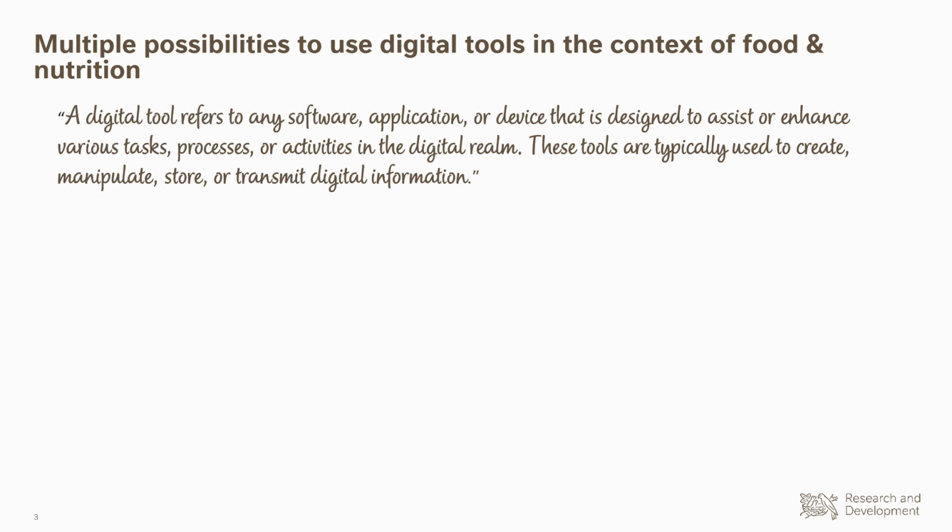So before digging into that, I just would like to put the definition that I work with during this presentation, because nowadays we speak a lot of digital in the field of AI, and for sure AI is part of digital, but it's not all. So a digital tool refers to any software, application, or device that is designed to assist or enhance various tasks, processes, or activities in the digital realm. And these tools are typically used to create, manipulate, store, or transmit digital information.